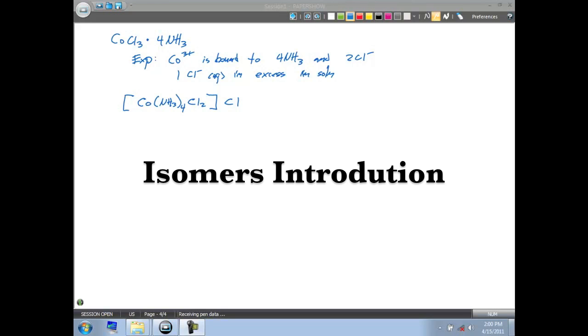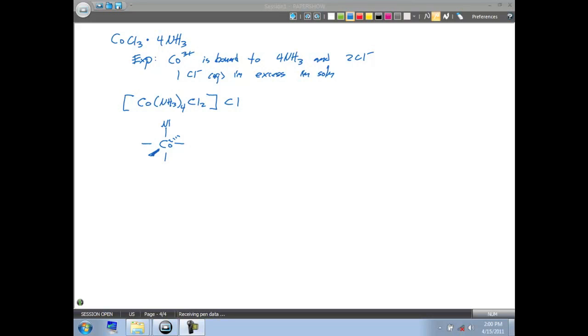So if your cobalt is at the center, we have another case where we have an octahedron. In this case, we're going to put 4 NH3s around this, and we're going to have 2 chlorides on here. So this particular complex ion has a +1 charge. If I made this particular complex, this one right here would be violet.